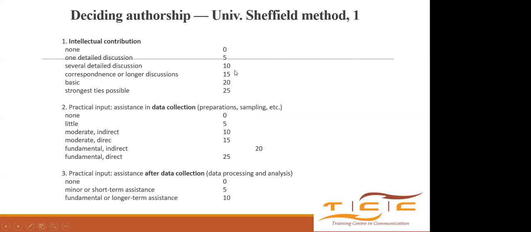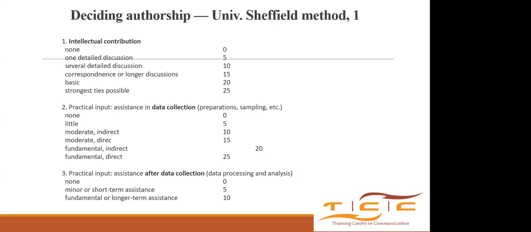So the corresponding author is the person who can easily relay information back and forth. Now, the University of Sheffield came up with a methodology to decide authorship. It might not work in our context, but this one awards people points depending on their contribution. The first one is intellectual contribution. How much did you contribute intellectually? People are given points: none is 0, one detailed discussion, several detailed discussions, correspondences or longer discussions, basic contributions. So depending on your own thinking of how all these people contributed, they are awarded points.